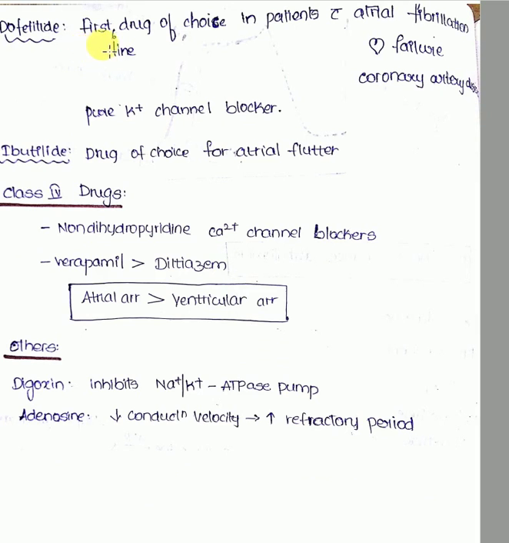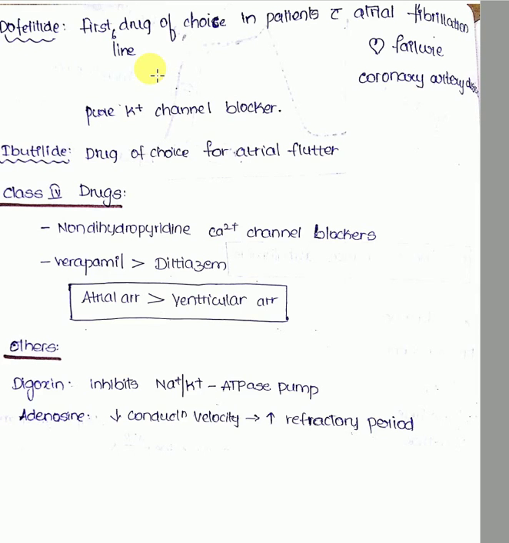Dofetilide, according to Lippincott, is defined as the first-line drug of choice in patients with atrial fibrillation, heart failure, and coronary artery diseases. When a person is suffering with atrial fibrillation, heart failure, and coronary artery diseases, then we can give dofetilide as it is a first-line drug of choice. And dofetilide is the only drug that comes under the pure potassium channel blockers, whereas amiodarone also shows all the other classes' actions, and dronedarone is similar to amiodarone. Sotalol is also a beta blocker, but dofetilide is the only pure potassium channel blocker.